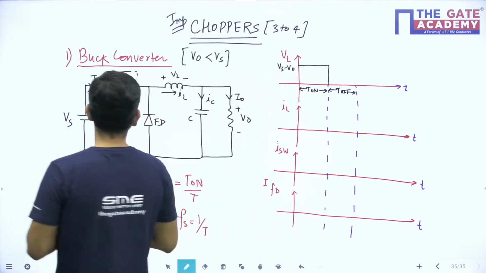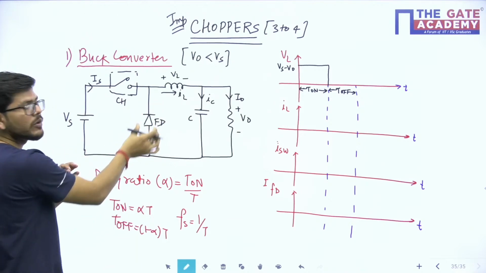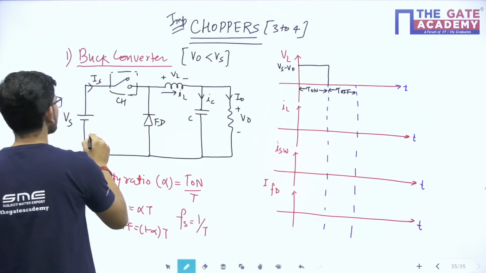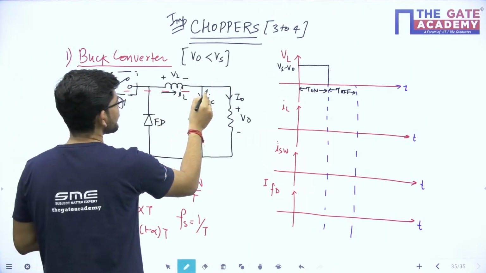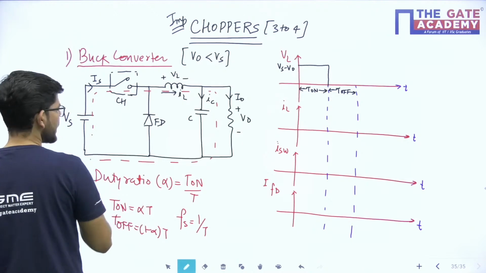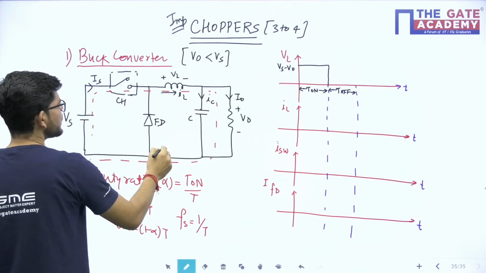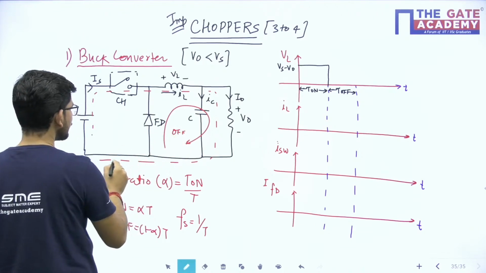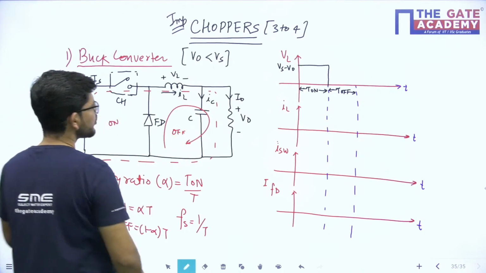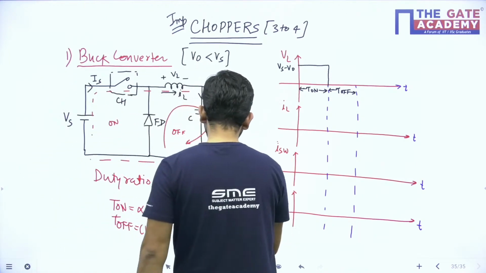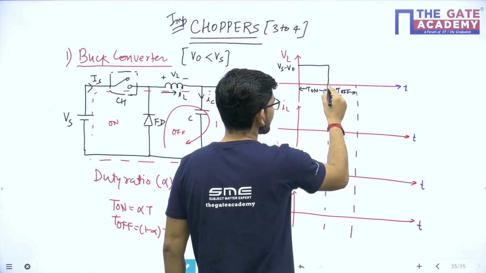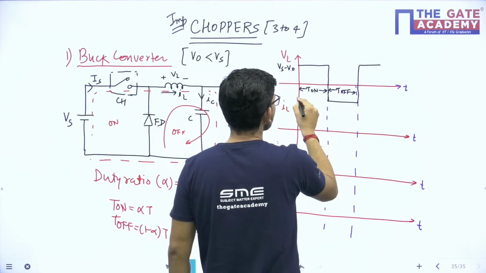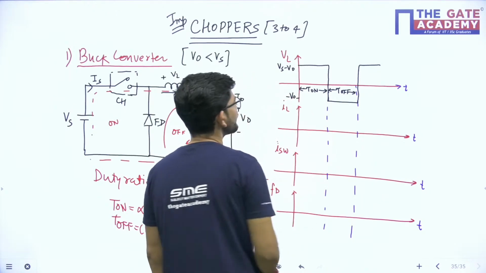During the off time, the chopper will be off and the freewheeling diode will be conducting. During the on time, which part of the circuit will be active? This part of the circuit will be active during the on time, and during the off time, only this particular part of the circuit will be active. So during off time, what will the VL voltage be? The VL voltage will be minus of V naught, and then this cycle repeats. So this is minus of V naught during off time.